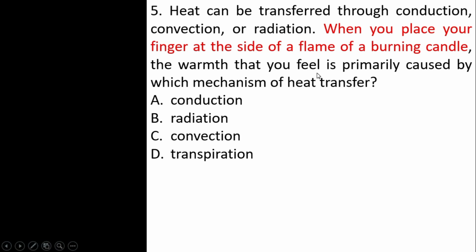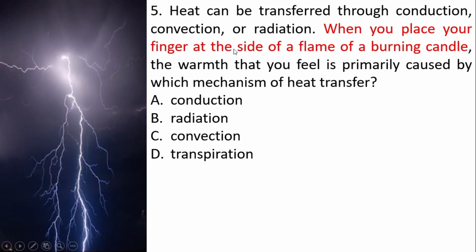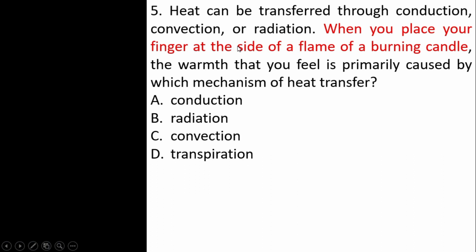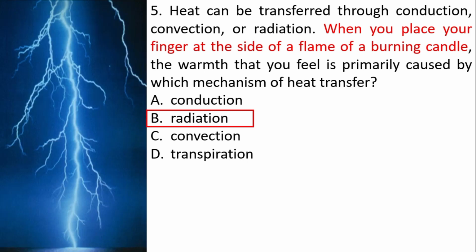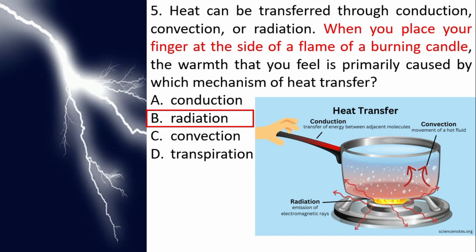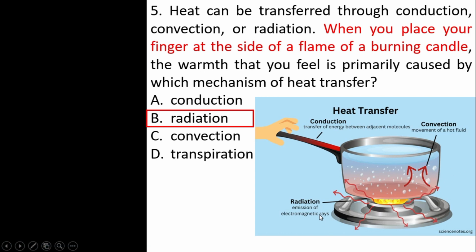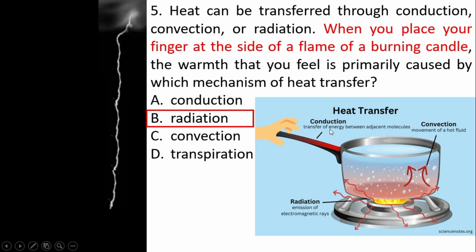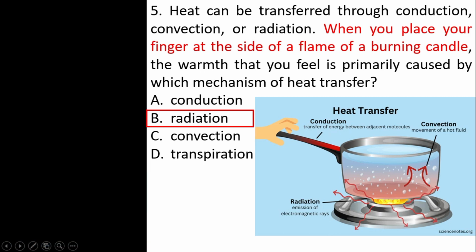Okay, so here your hand feels warm even though it is far from the burning candle. You are not actually touching the flame. So this one is letter B, radiation. So radiation is the means of conducting heat here. Okay, radiation, emission of electromagnetic rays; conduction, transfer of energy between adjacent molecules; convection, movement of a hot fluid. Okay, a fluid material could be a gas or a liquid.